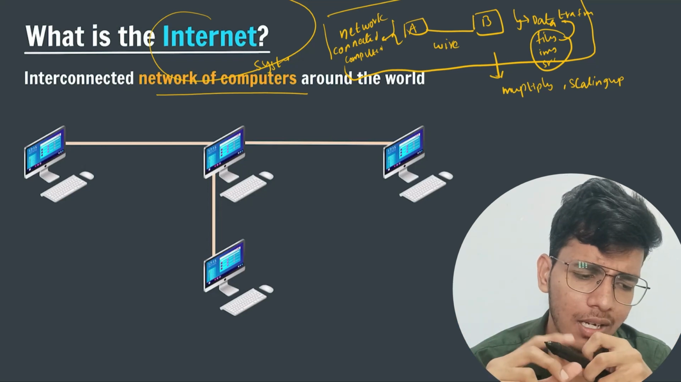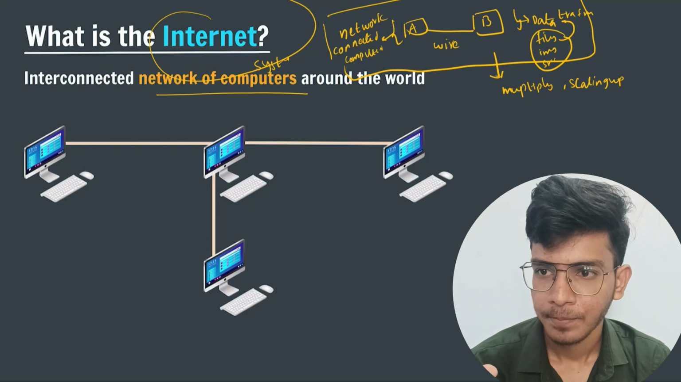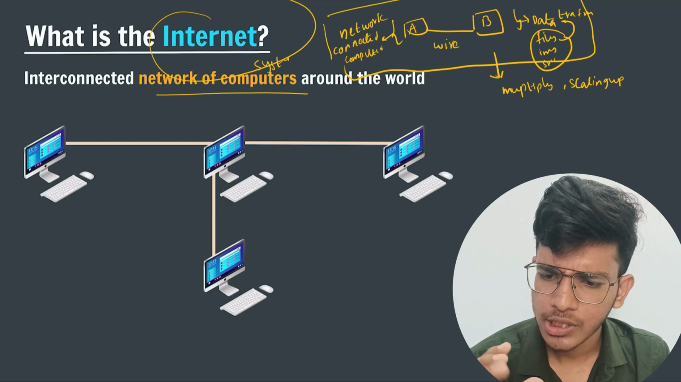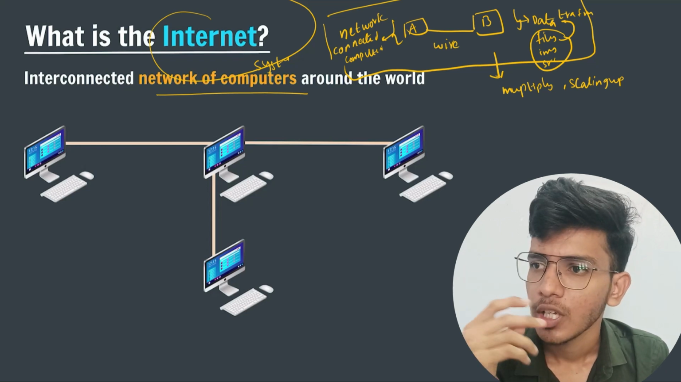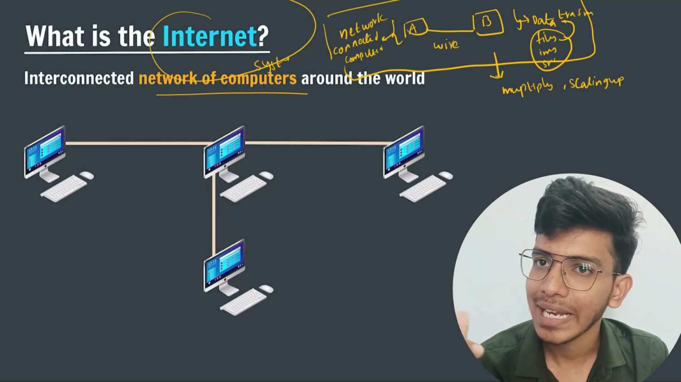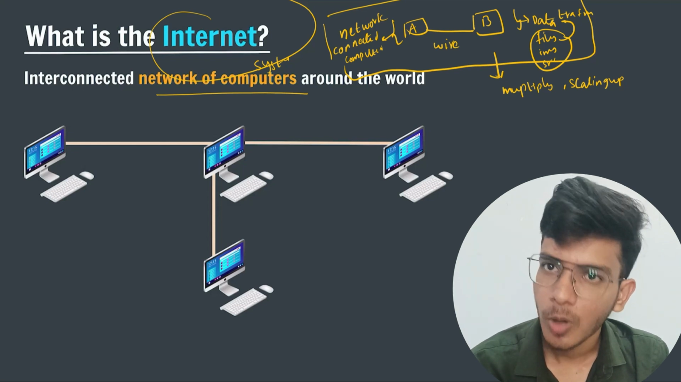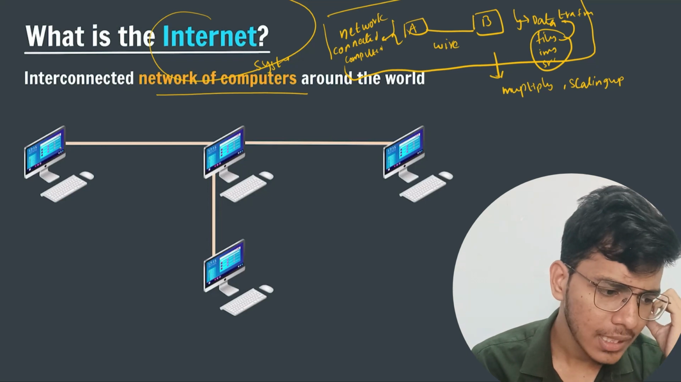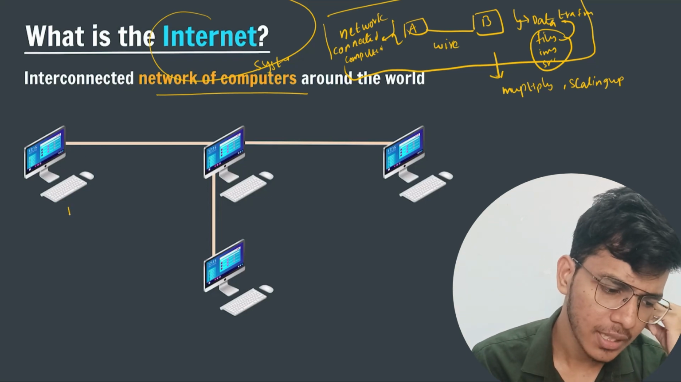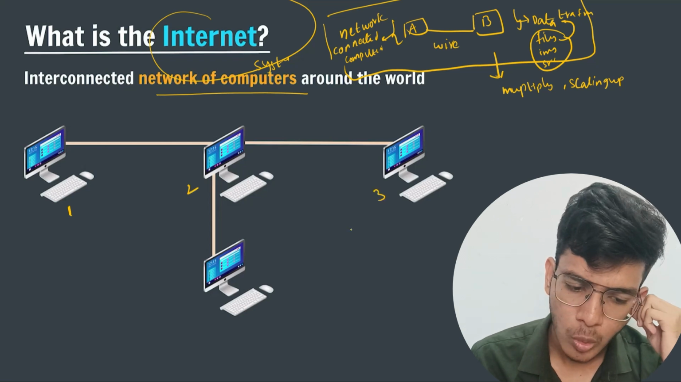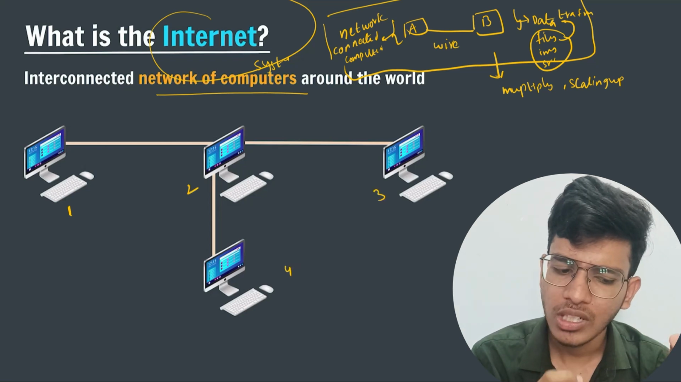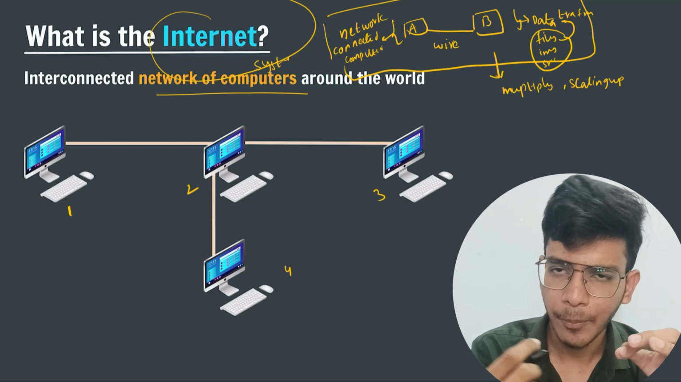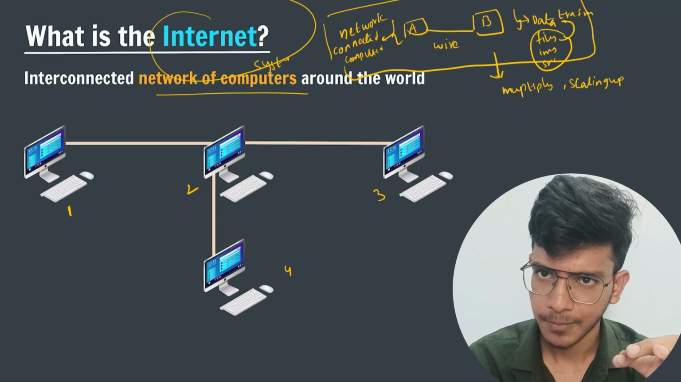Now, in networking we have some terminologies which are important to understand, and in the next lectures we are going to use these terminologies again and again. In the diagram I have computers, for example computer 1, computer 2, computer 3, computer 4, and you can see that these computers are interlinked with one another.